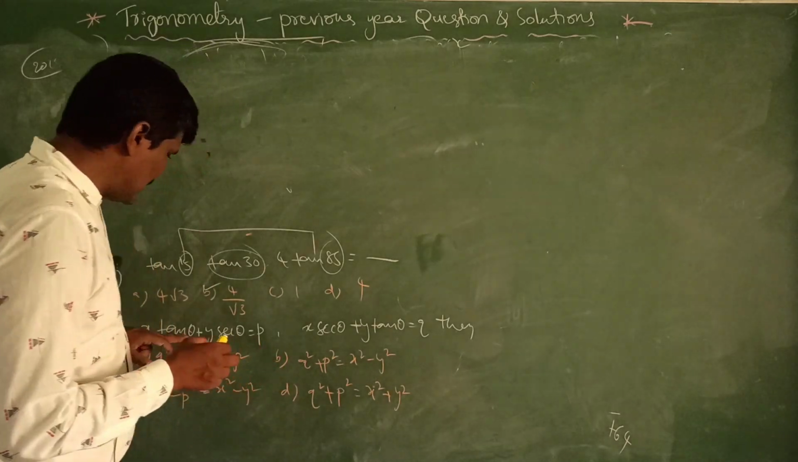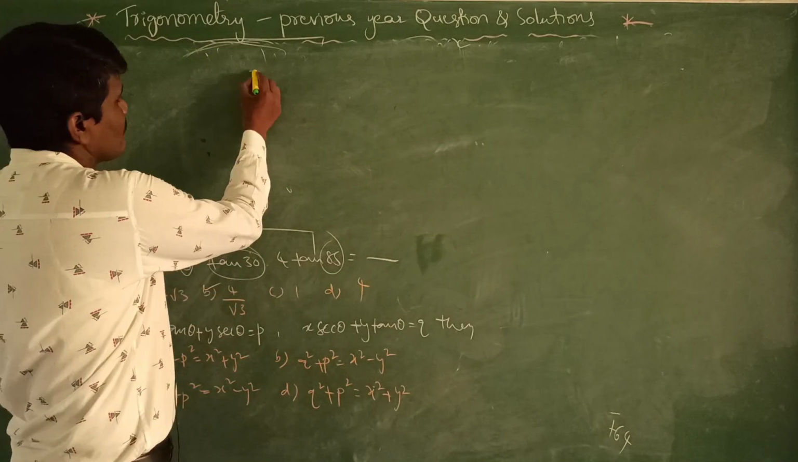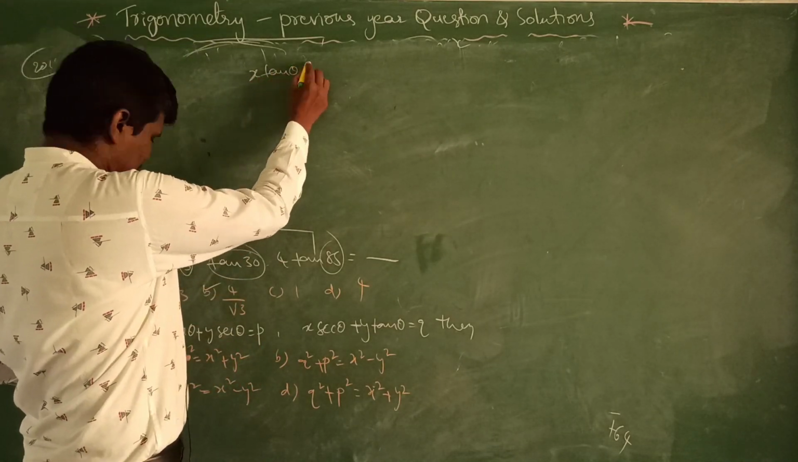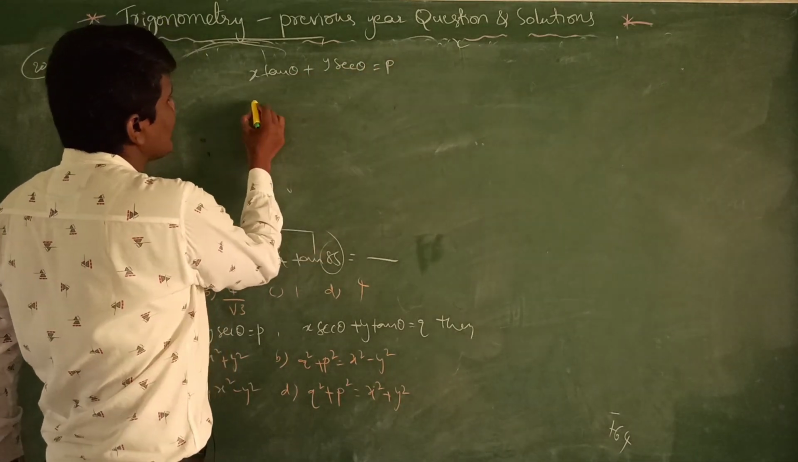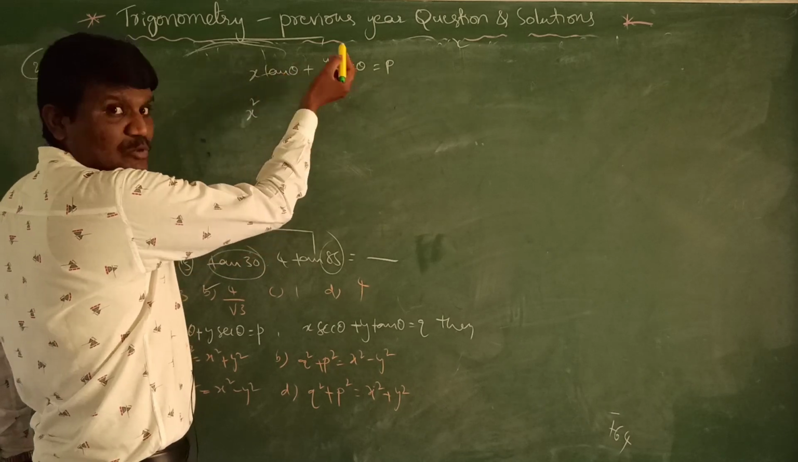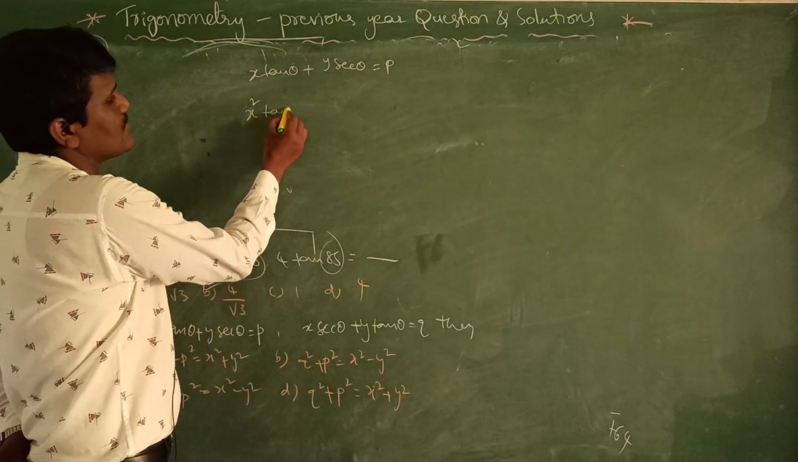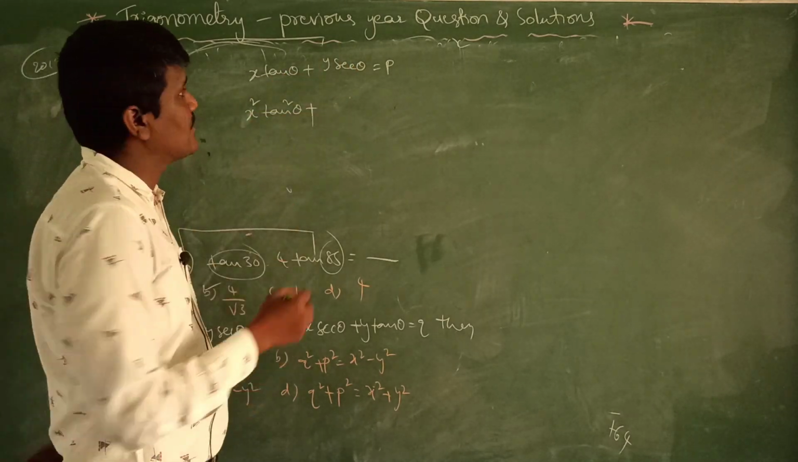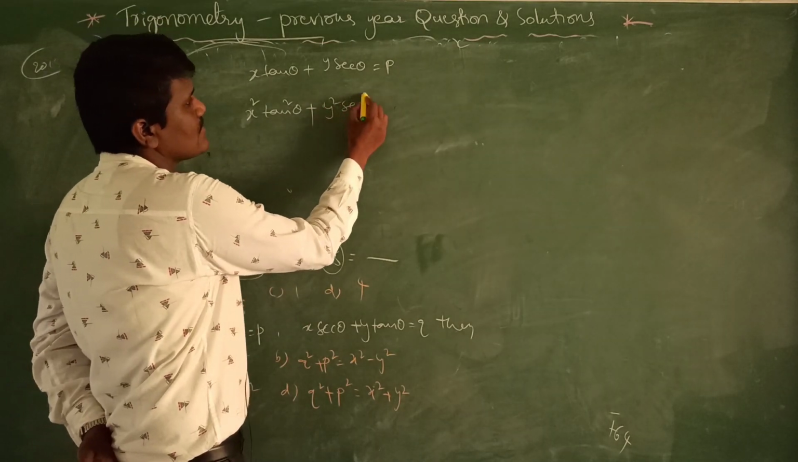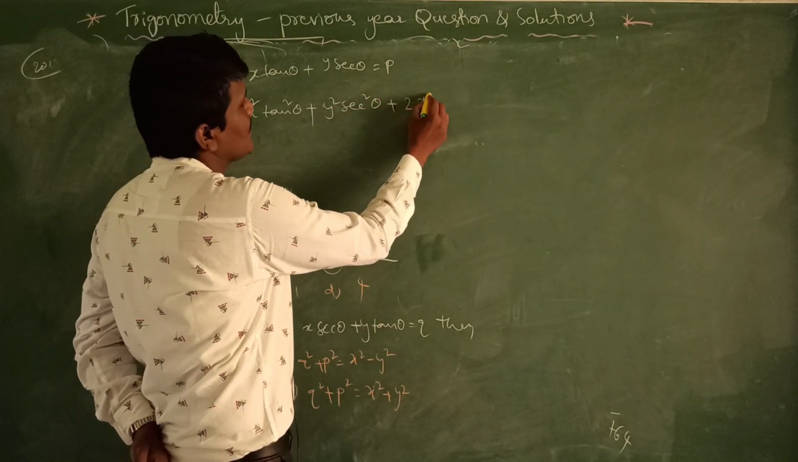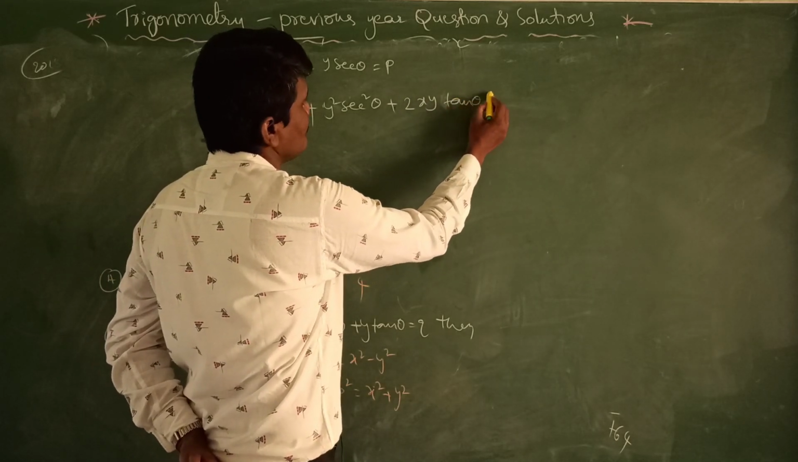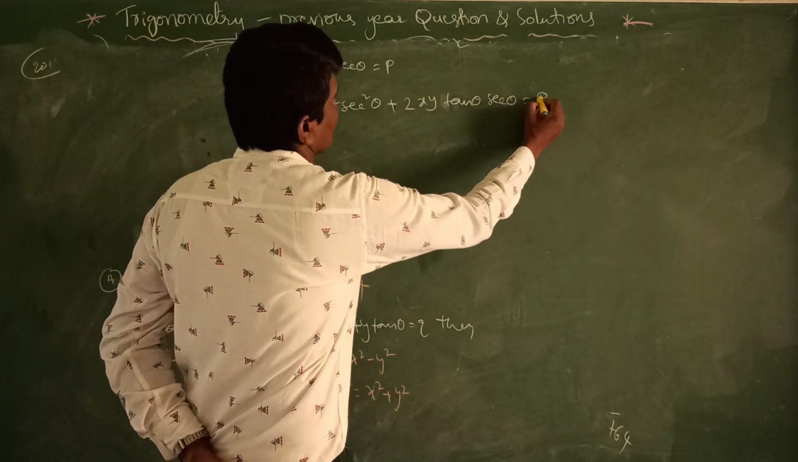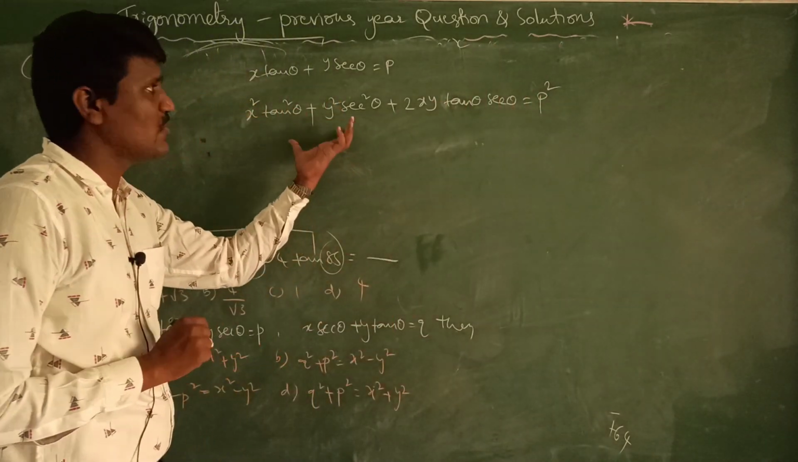First I will do squaring on both sides. x tan theta plus y sec theta is equal to p. By squaring on both sides, I am getting, as per the a plus b whole square formula, x square tan square theta plus y square sec square theta plus 2xy sec theta tan theta is equal to p square. This is equation number 1.